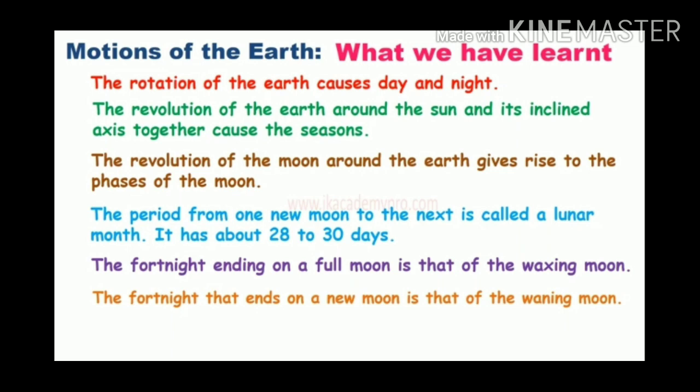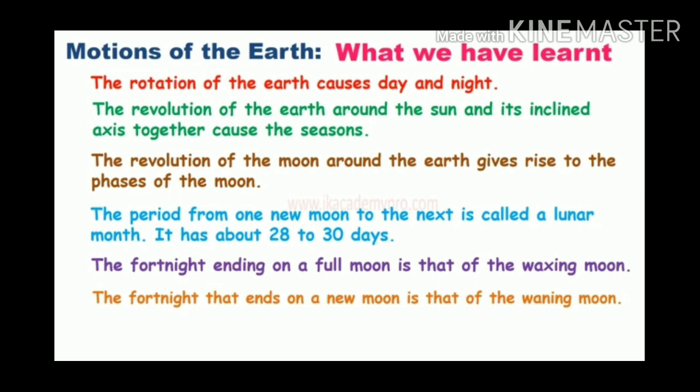Dear children, what have we learned today? The rotation of the Earth causes day and night. The revolution of the Earth around the sun and its inclined axis together cause the seasons. The revolution of the moon around the Earth gives rise to the phases of the moon. The period from one new moon to the next is called a lunar month. It has about 28 to 30 days.